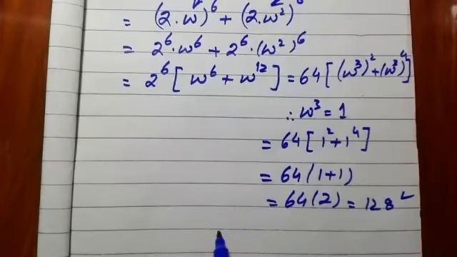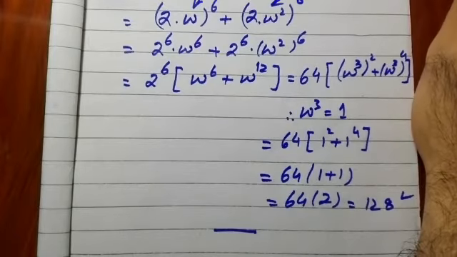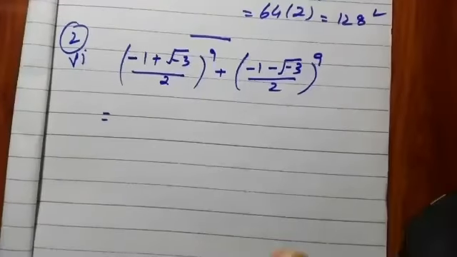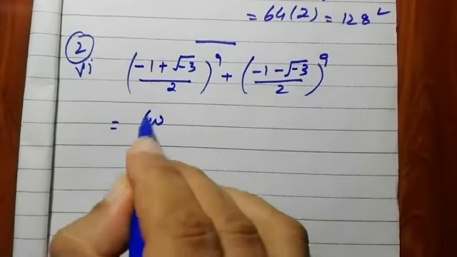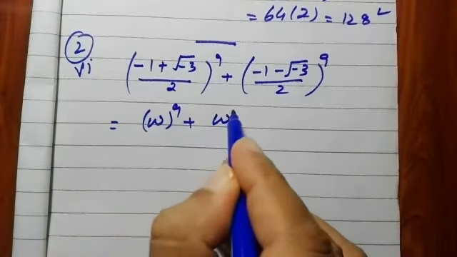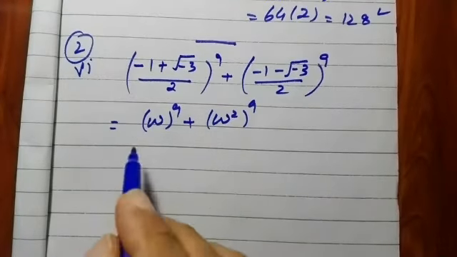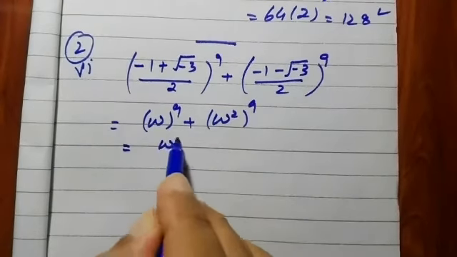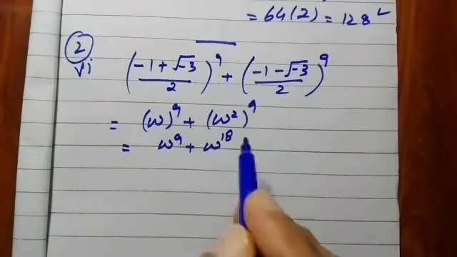So this will complete the question. These questions are obviously very important. It is omega raised to power 9, and the next bracket is the value of omega square. So the matter comes that you should remember what is the value of omega and omega square. Omega raised to power 9, omega raised to power 9 twos are 18.